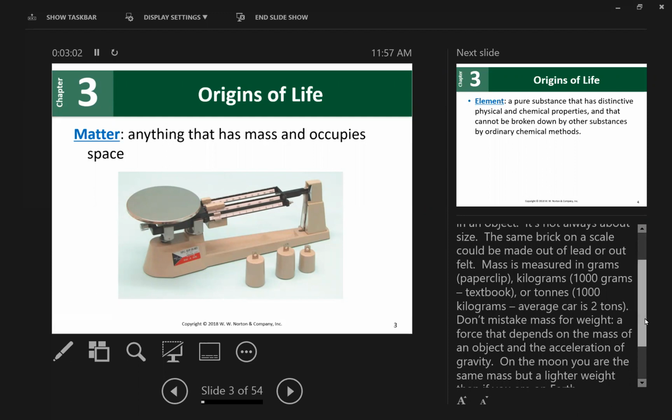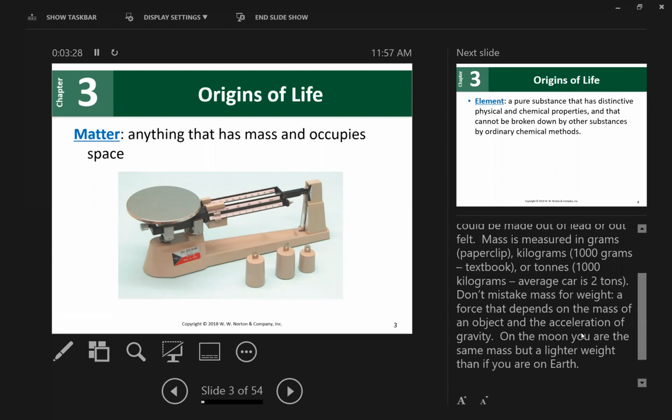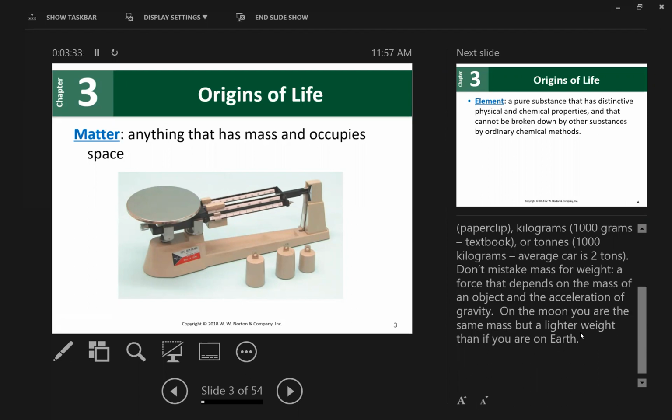So mass is measured in grams, and a gram is about the weight of a paperclip. Or it can be measured in kilograms, and 1,000 grams would be a textbook. Or it can be measured in tons, which would be about the size of a car. So don't mistake mass for weight, a force that depends on the mass of an object and acceleration of gravity. On the moon, you are the same mass, but a lighter weight than if you're on Earth.